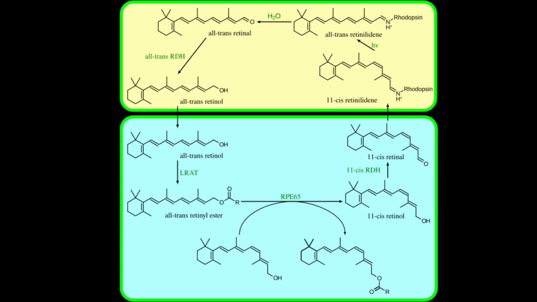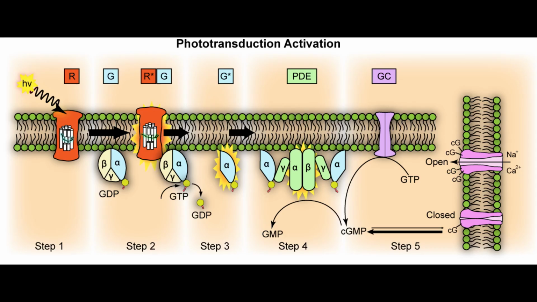The photon hits the retinal, changes its shape, and then we get this big cascade of events, which ends up with the concentration of calcium inside the cytoplasm declining, which means that the glutamate-containing vesicles no longer are fusing with the cell membrane, and so we're not dumping out glutamate into the synapse.